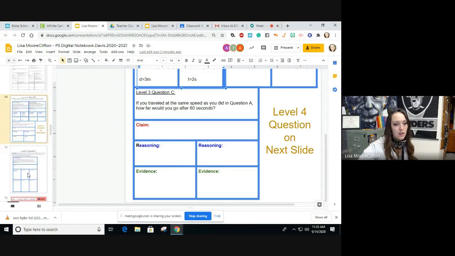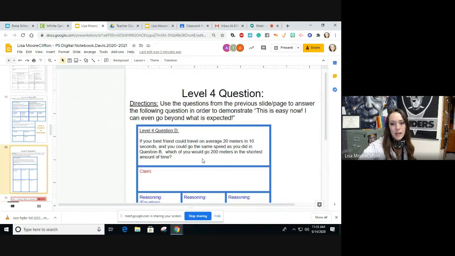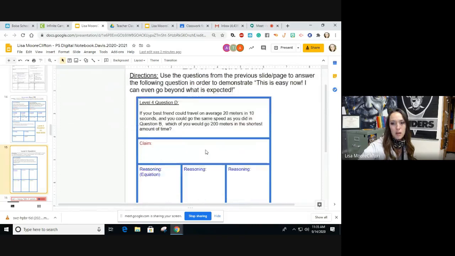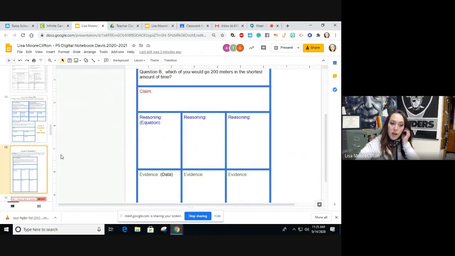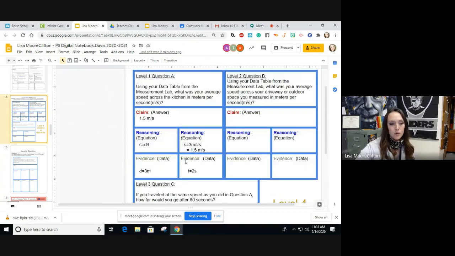And then on the next page, the 4 is kind of a multi-step problem, all right, to show that you've got this, this is easy now, I can take it to the next level. So if you do all 4 problems, you'll have a 4 and A. Do them correctly, that is.